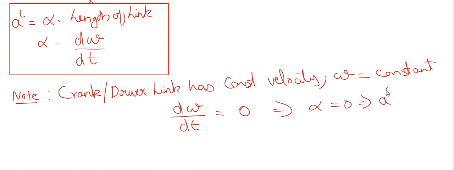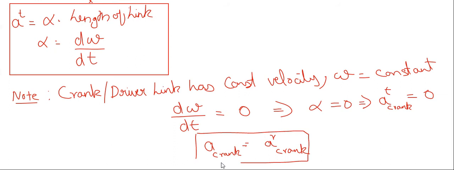The tangential component for a crank or driver will be equal to 0. So the total acceleration A for a crank will be the same as the radial component of the crank. This is a point to be noted while drawing the acceleration diagram, because we will not be able to find the tangential component of the crank or the driver link. So we can use this criteria to find the true acceleration, or the radial acceleration, of the crank, because there will not be any tangential component, because it is rotating with a constant velocity.